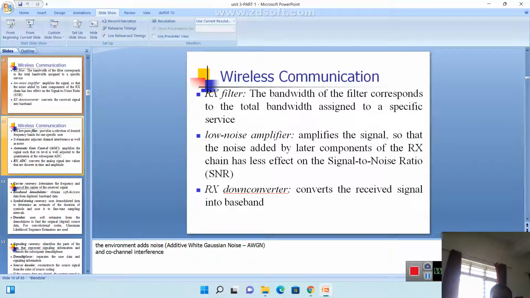The RX filter: the bandwidth of the filter corresponds to the total bandwidth assigned to a specific service. The low noise amplifier amplifies the signal so that the noise added by the later components of the RX chain has less effect on the signal to noise ratio, SNR. Then the RX down converter converts the received signal into a baseband signal. That is the purpose of the down converter. The up converter is used on the transmitter side, and the down converter on the receiver side.